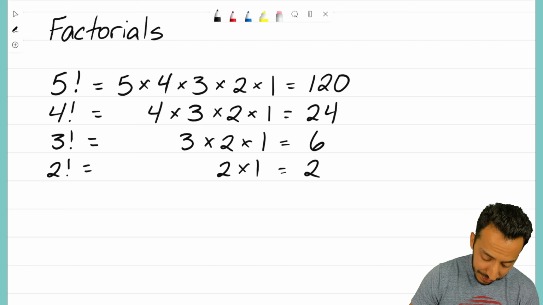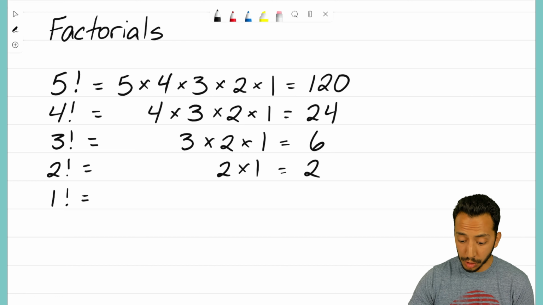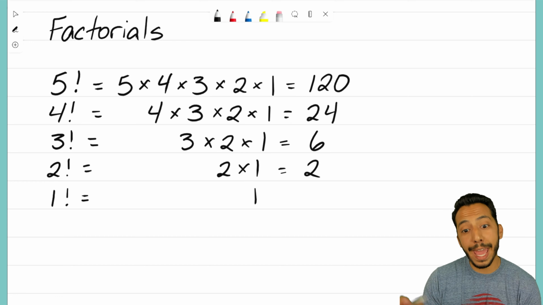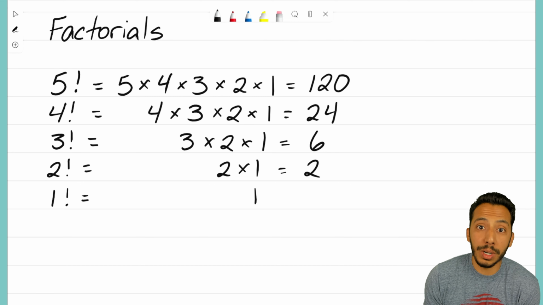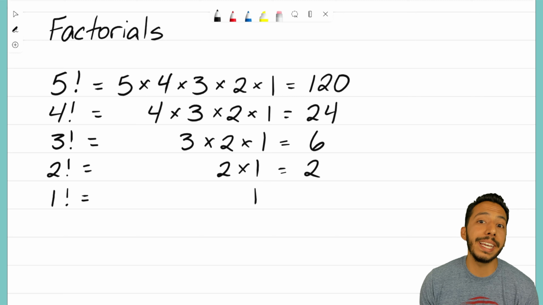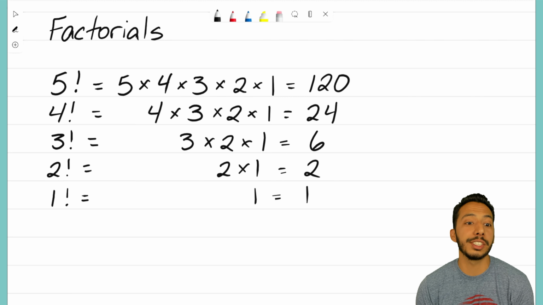All right, let's go ahead with this final one here. We're going to end up with 1 factorial, which means that we start at 1. We multiply every number, 1 lower, until we get to 1, which means we can only be here at 1, which means 1 factorial is going to be just 1.